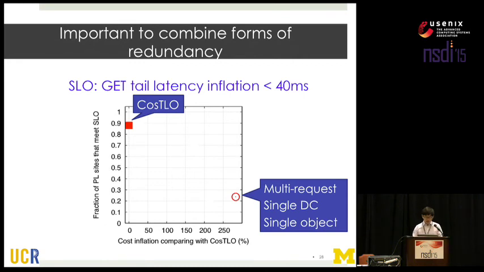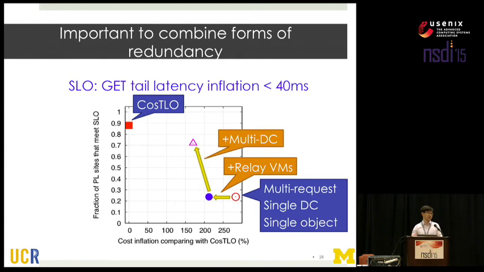So if we want to reduce cost, we can add a relay VM. Adding a relay VM can reduce data transfer costs, but it does not help improve tail latency performance. To improve tail latency performance, we can use multiple data centers. Now, around 70% of Platinum nodes can satisfy the 40 millisecond SLO.